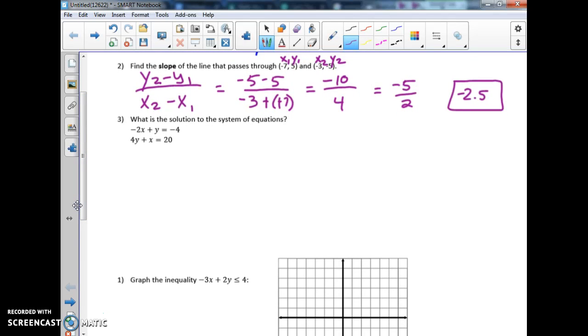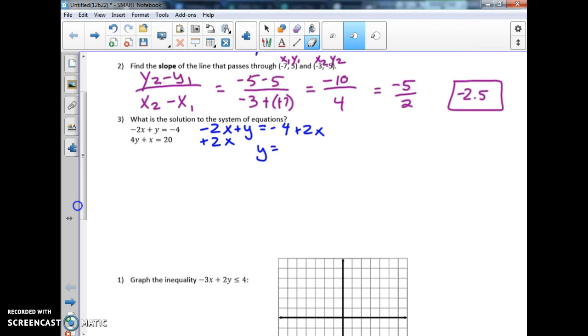Number 3, what's the solution? So we did this last week. The easiest way to do these is to solve both for y, and then find where they intersect. So if I take -2x plus y equals -4, I'm going to add the 2x. So I end up with y equals 2x minus 4. Okay, so that's one. If I solve the other one, I'm going to subtract the x stuff.